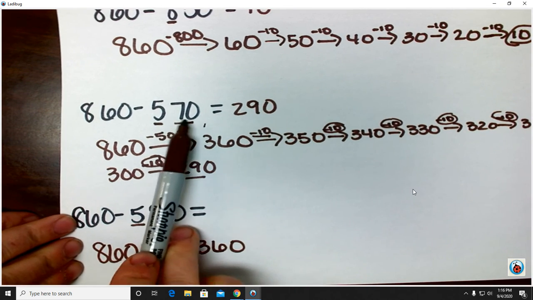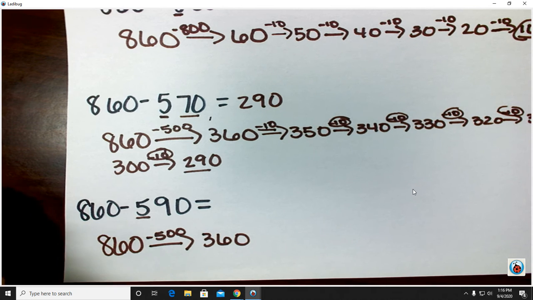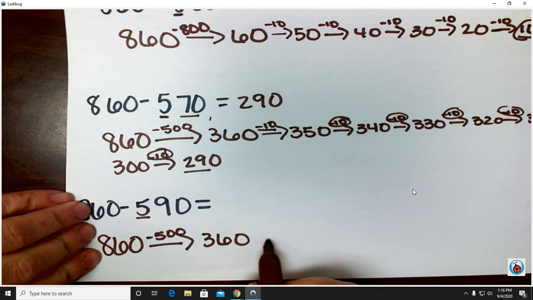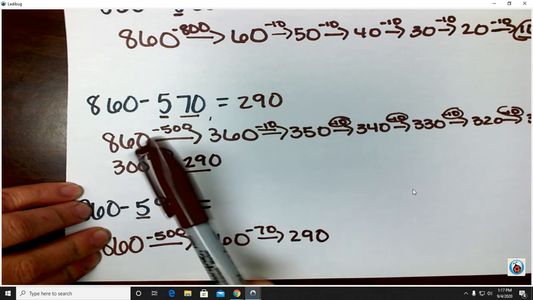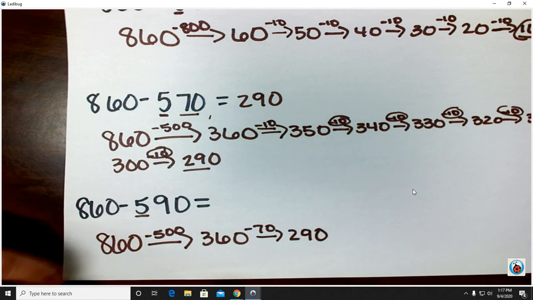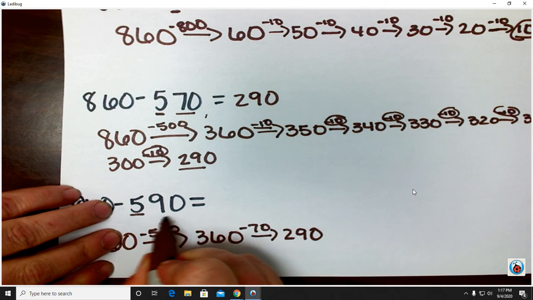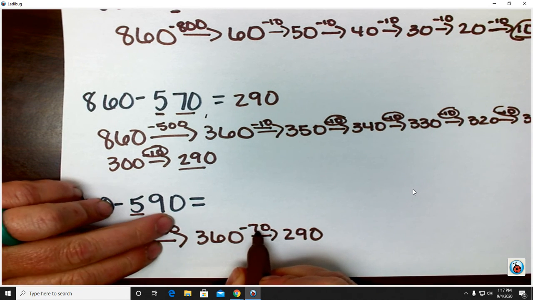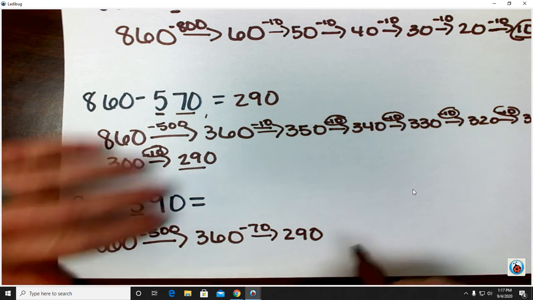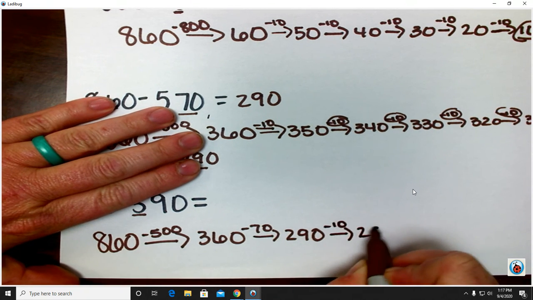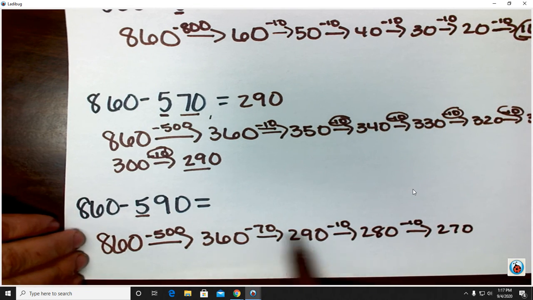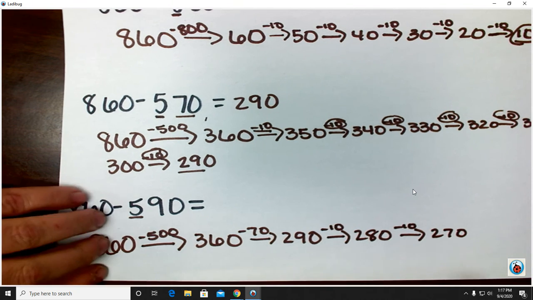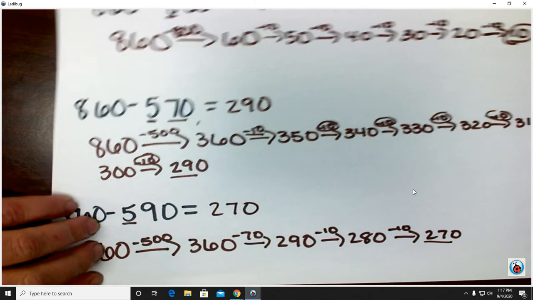But let's look here. This was 570 and this is 590. So there's only a little bit of difference. So I know that 360 minus 70 is 290 because I just did it here. Okay, so I'm using this problem to help guide me. So that means I only have to jump back. I'm at 70 and I need to go to 90. 2 more 10s. Okay, so I'm going to go minus 10, which is 280, and minus 10, which is 270. So now I have 70, 80, 90 that I jumped, 590, and my ending answer is 270.